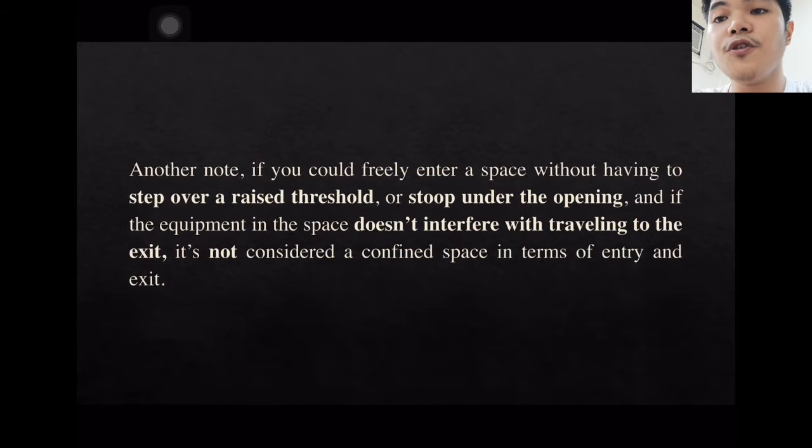Another note, if you could freely enter a space without having to step over a raised threshold or stoop under the opening, and if the equipment in the space doesn't interfere with traveling to the exit, it's not considered a confined space in terms of entry and exit.